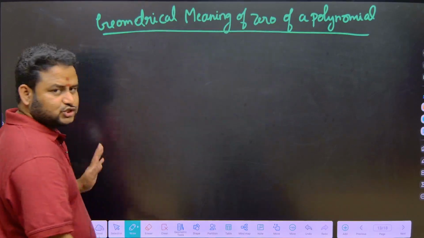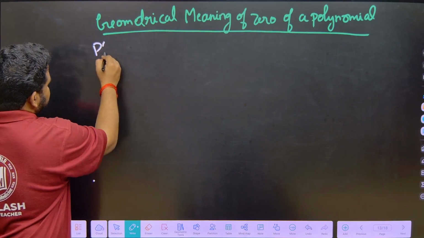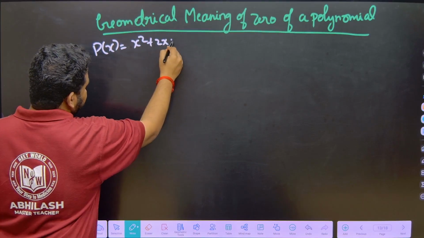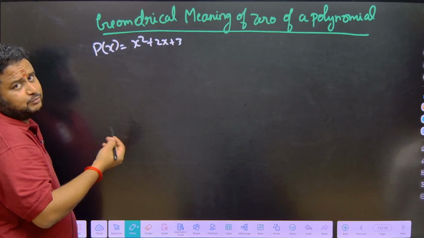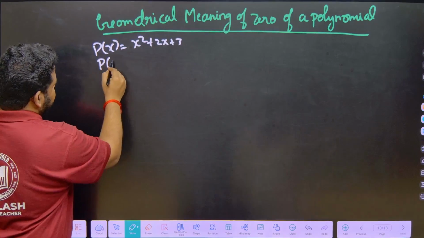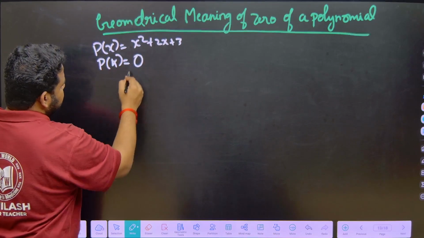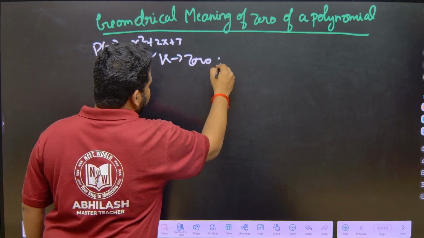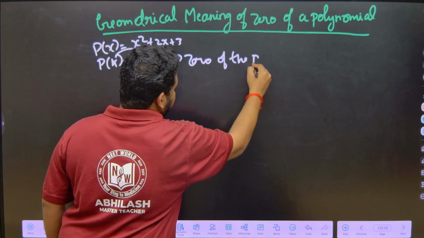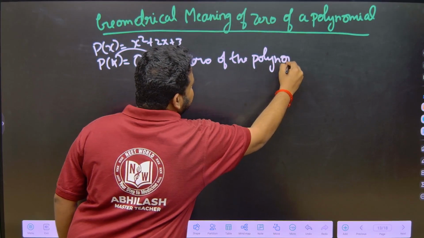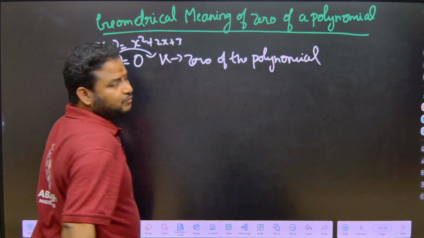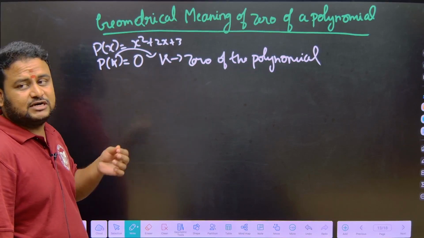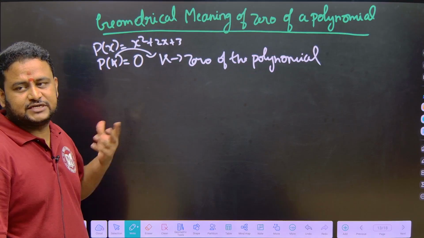Suppose p of x is a polynomial in x, given as x square plus 2x plus 3. Suppose I put x is equal to k. If I put x is equal to k, this will become equal to 0. Then this k is called zero of the polynomial. This is the algebraic meaning of zero of the polynomial. Now let us try to understand the geometrical meaning.